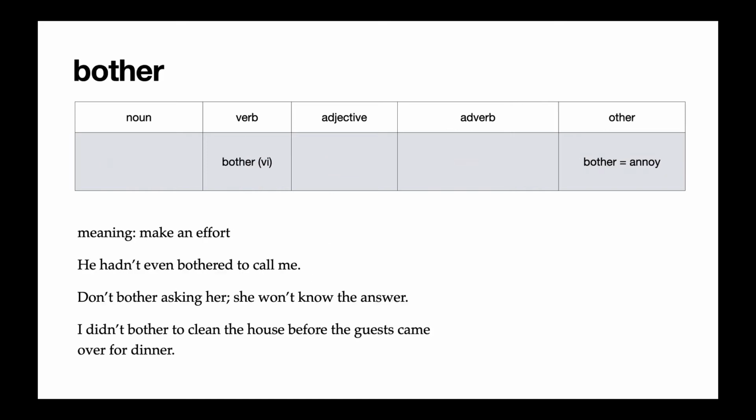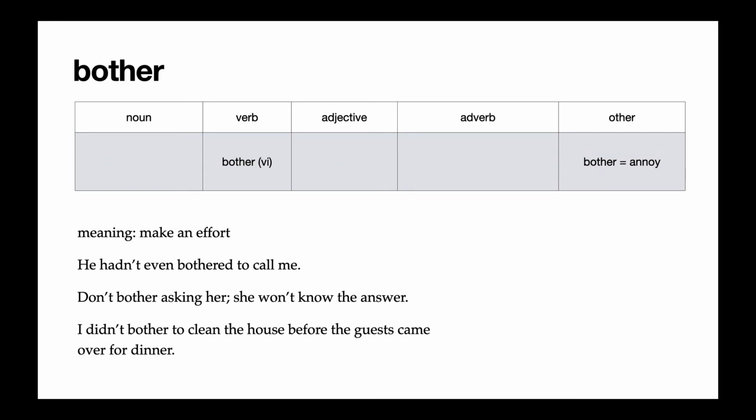Next, we have a verb, bother, an intransitive verb, which means to make an effort. There are two different meanings of bother. The other one is annoy, but this one means to make an effort. In the story, we said he hadn't even bothered to call me. Another example is don't bother asking her. She won't know the answer. So it's like don't make the effort to ask her because she won't know.